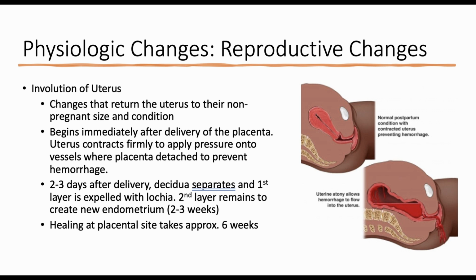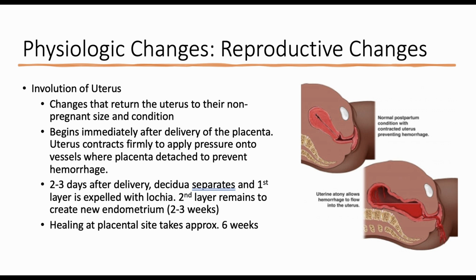Healing of that site can take up to 6 weeks. That's how long lochia and discharge are going to go on for, around that time. It's also the reason we tell patients not to have sex before that 6-week mark, because that wound is still fresh and open. So that's the reason behind that 6-week number. This begins immediately once the placenta is out.